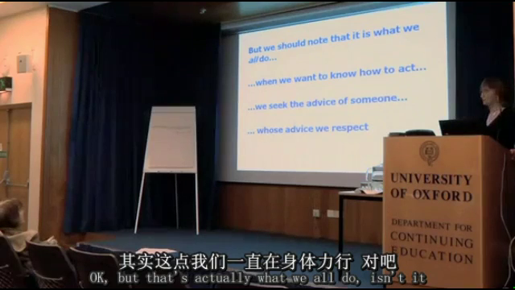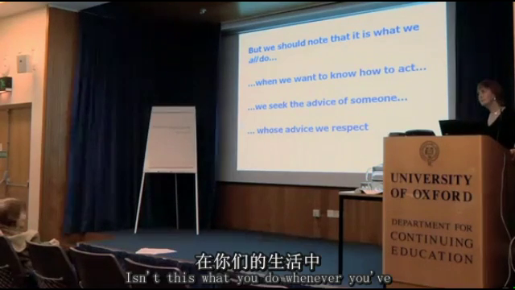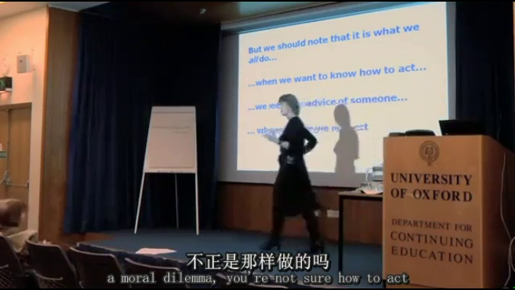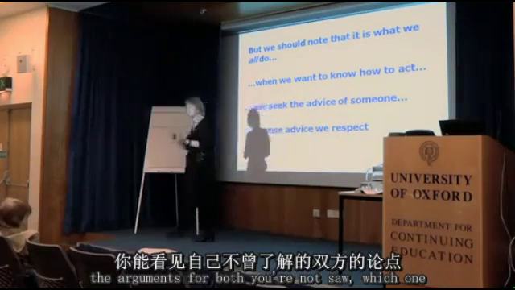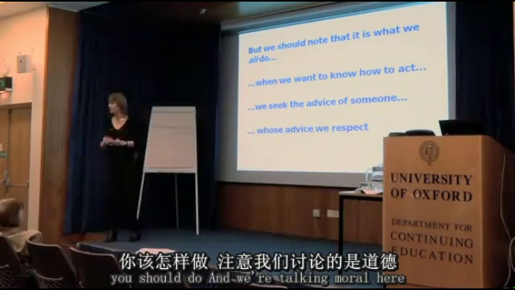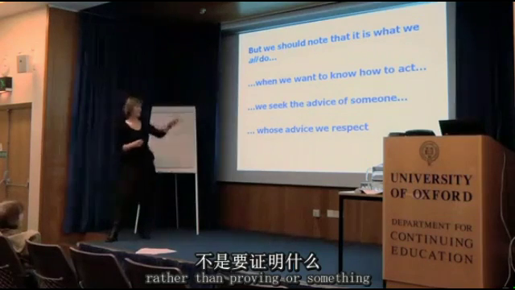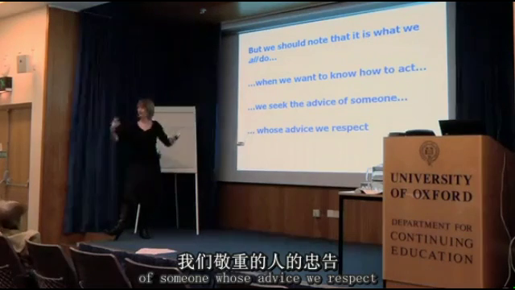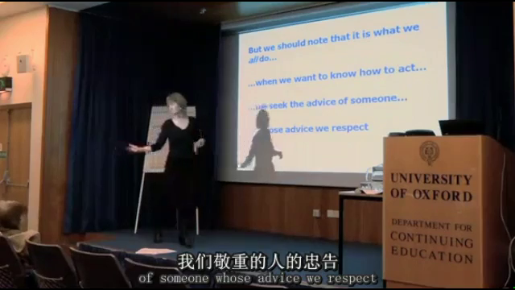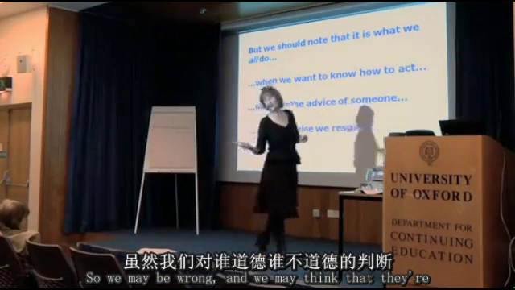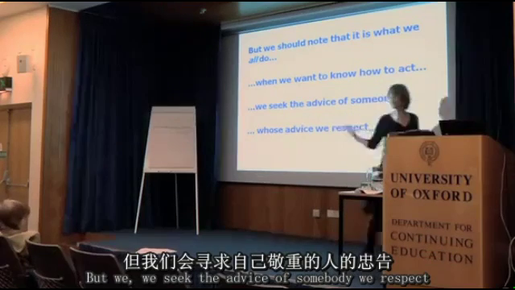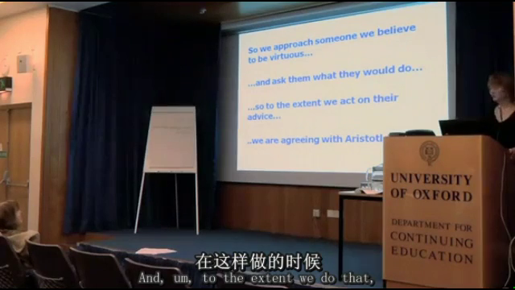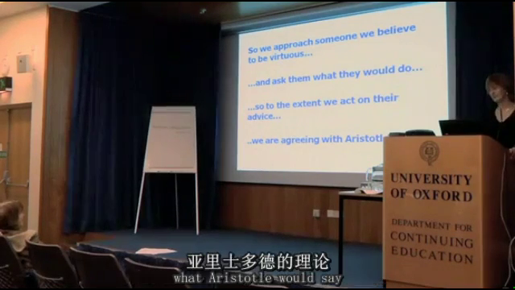Okay, but that's actually what we all do, isn't it? Isn't this what you do whenever you have in your own life a bit of a moral dilemma? You're not sure how to act. You could do this, you could do that, and you can see the arguments for both. You're not sure which one you should do. And we're talking moral here rather than prudence or something. I bet all of us would go and seek the advice of someone whose advice we respect. We may be wrong, we may think they're virtuous and they're not, but we seek the advice of somebody we respect. And to the extent we do that, we're acting on exactly what Aristotle would say.